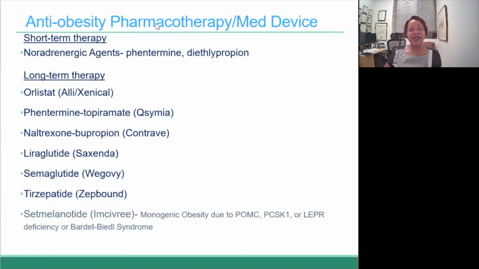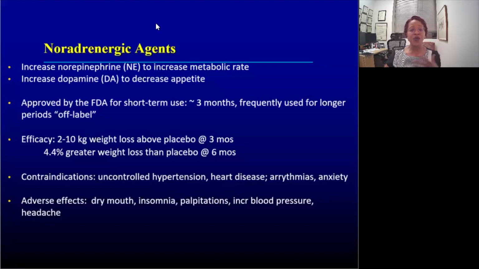So just to let you know, noradrenergic agents, these are the ones that have been around since the 1950s, 1959, I think it is. They're FDA approved for 3 months, because back then everybody thought, take it for 3 months, you lose the weight, and you go on your merry own life. Nobody knew that it was a chronic disease. So it's often used off label for longer periods of time because we expect weight regain if you stop it. And these are actually the most frequently prescribed medications for weight in the world.